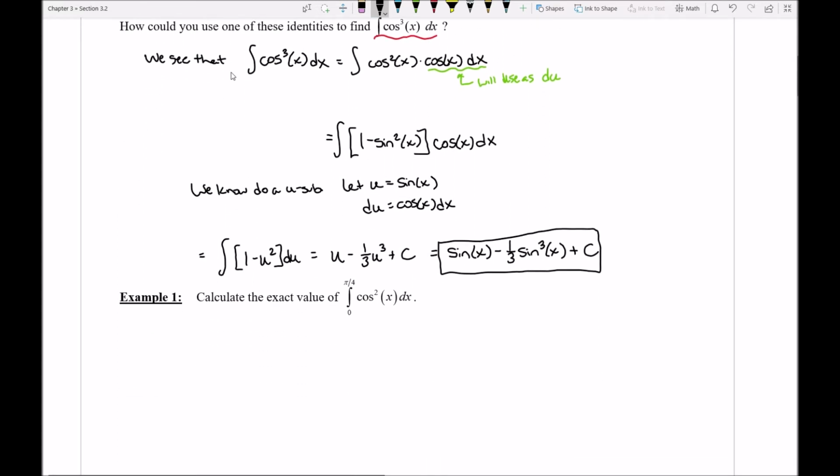Now, if we take a look down at example 1, we'll see that there's another type of way that I might be able to use trig identities here. Well, let's take a look really quickly at this question.